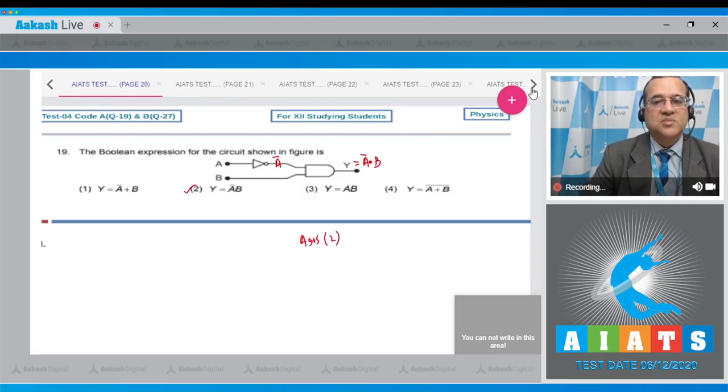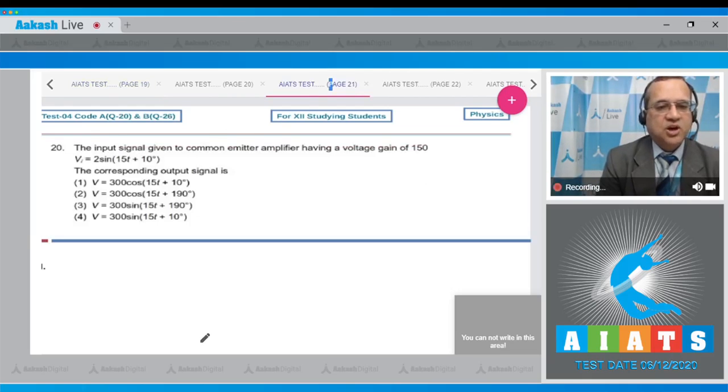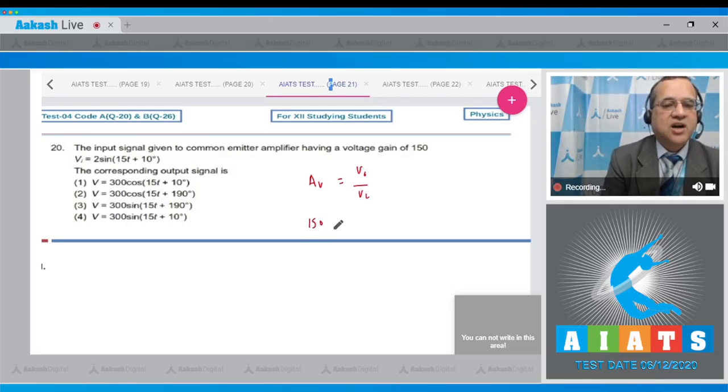Let's move to the next problem. The input signal is given to a common emitter amplifier having a voltage gain of 150. The input voltage Vi is given as 2 sine of 15t plus 10 degree. The corresponding output voltage is, these are 4 equations. Now dear students, you know that the voltage gain is the output voltage divided by the input voltage. Now the voltage gain is given as 150. The output voltage we have to find, whereas the input voltage from here is 2, and you get that the output voltage is equal to 300 volt.